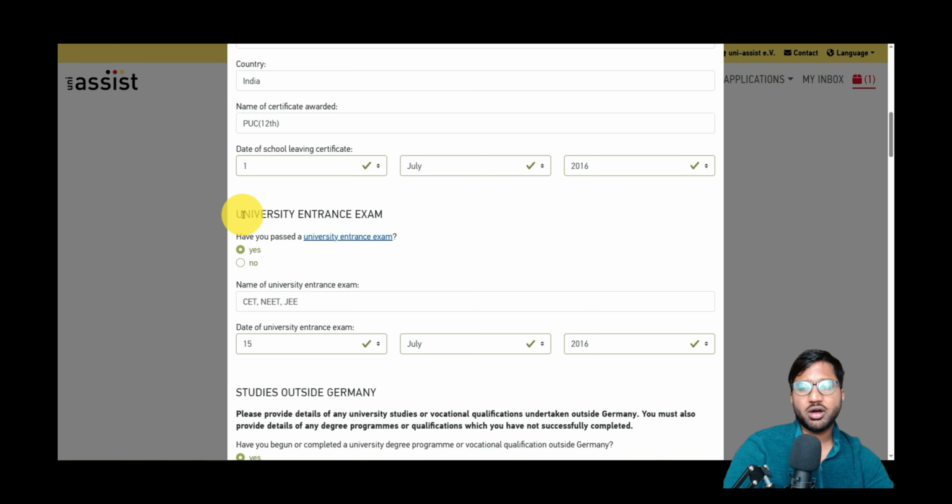You have to take or would have taken a university entrance examination. So this is not mandatory, but in some countries, some states, it is mandatory.